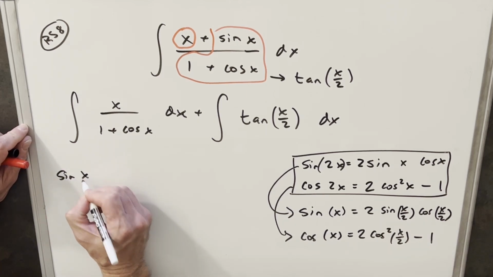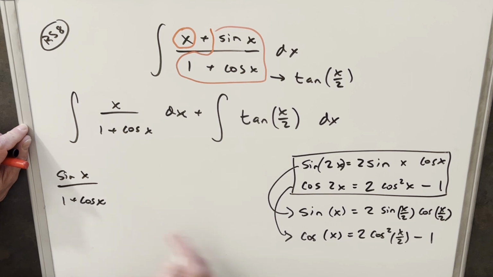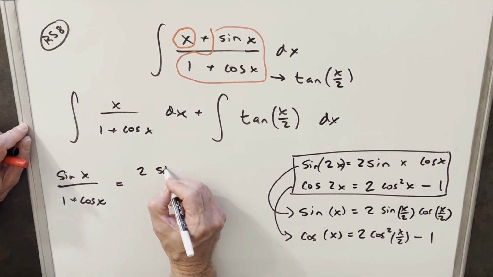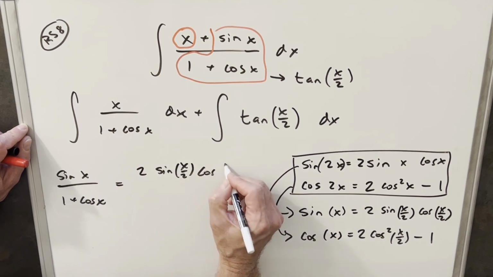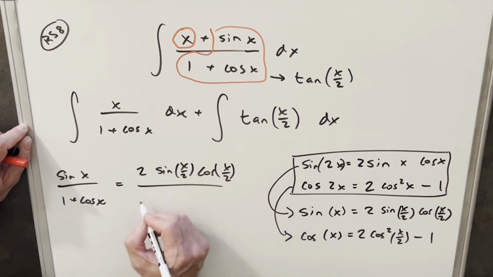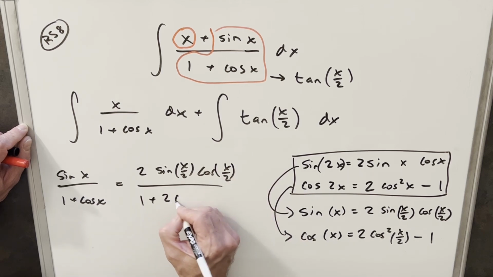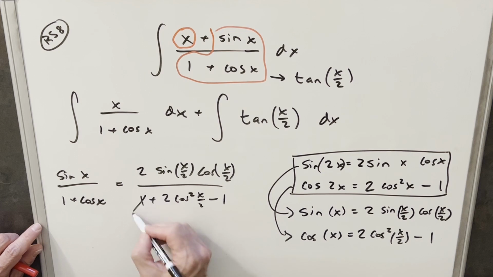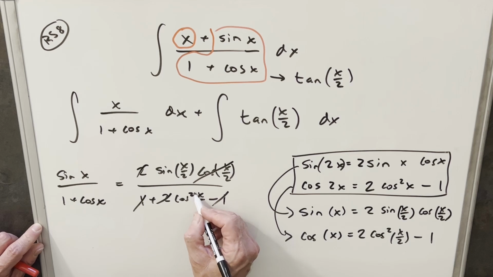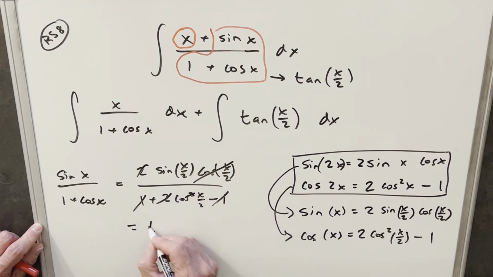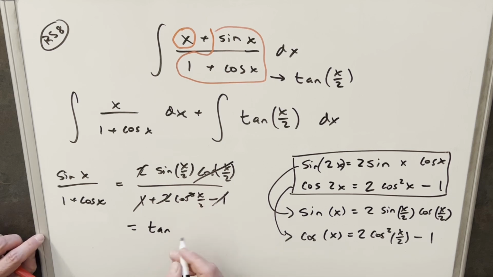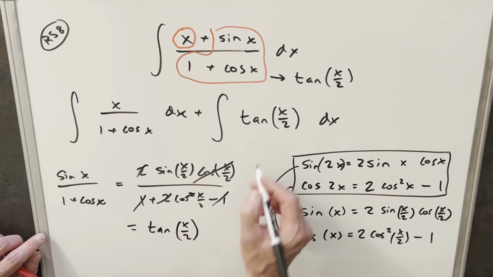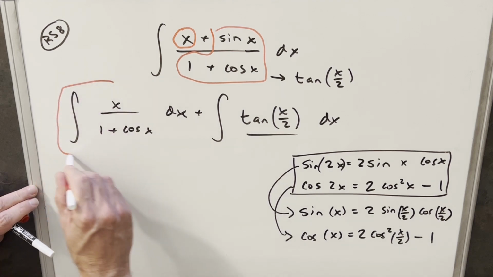So then for our expression, sine x over 1 plus cos x, we'll just use these values that we found here. So for sine x, we'll use 2 sine x over 2 cos x over 2, over 1 plus, and for cosine x, we'll use 2 cosine squared x over 2 minus 1. Well, 1 minus 1 is 0. The 2's will cancel here. We can cancel a cosine with one cosine, and what are we left with? We're just left with sine x over 2 over cosine x over 2, which is just the same thing as tan x over 2.